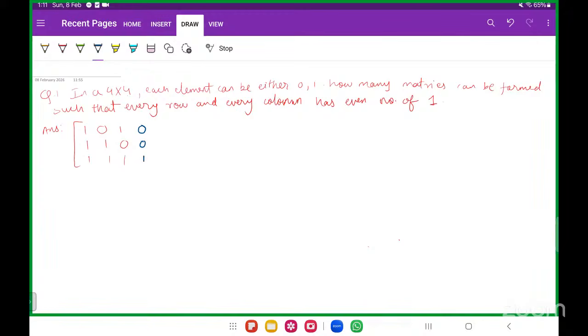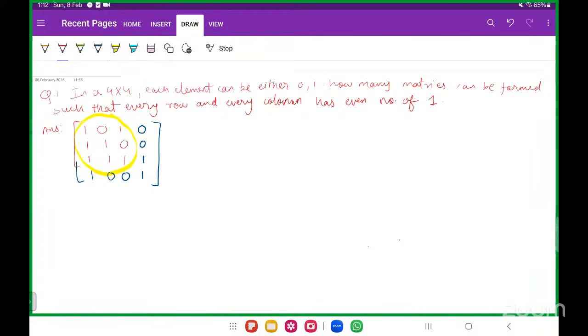Now look at this. There are odd ones, so this should be one. Here it is even, so it should again be zero. Even, so it should be zero. This is odd and this one is odd, so this should be one. So if you look here, there are choices for only the 3 cross 3 matrix. The fourth row and fourth column are fixed.